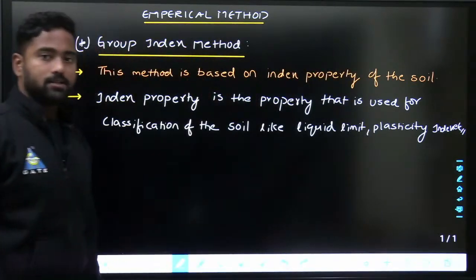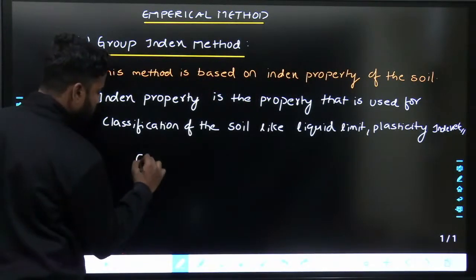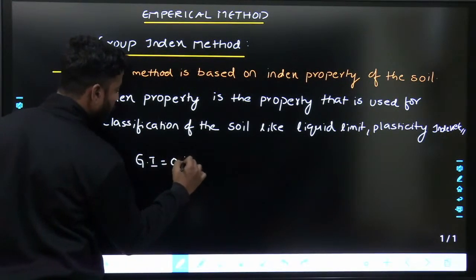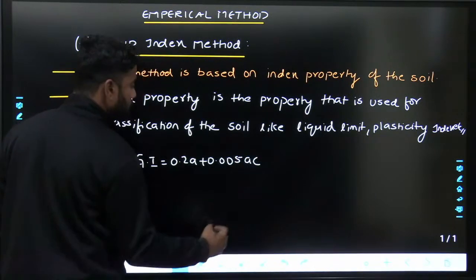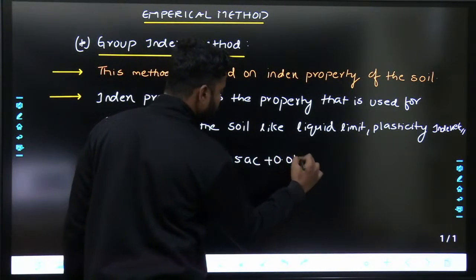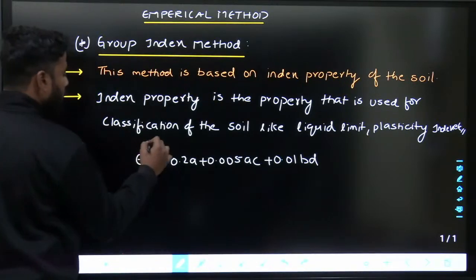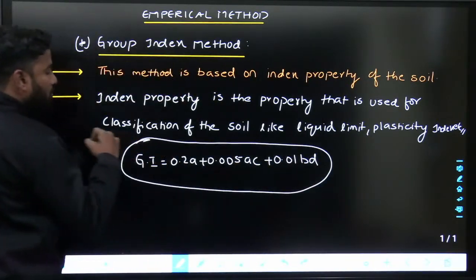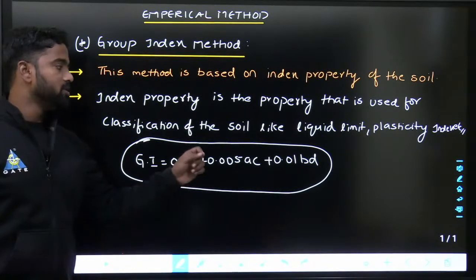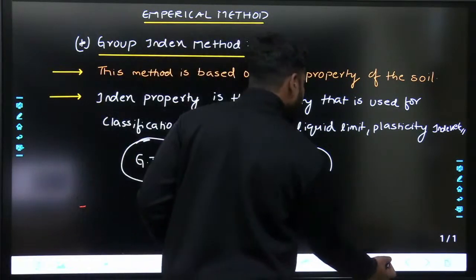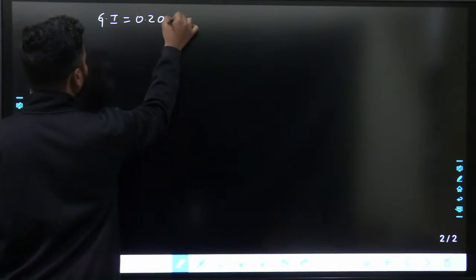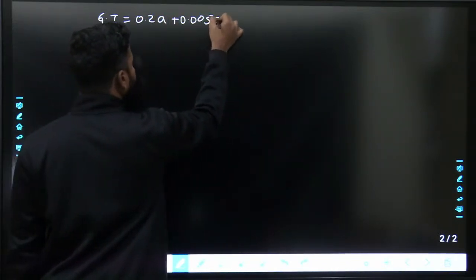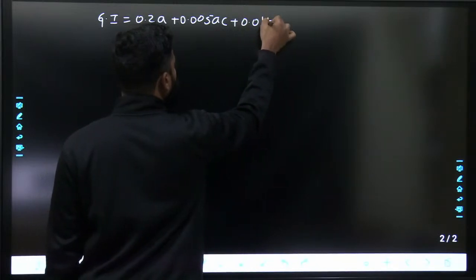So as per IRC, group index is generally given as 0.2A + 0.005AC + 0.01BD. This is group index. What is A, B, C, D? One second, I'll write here. Group index = 0.2A + 0.005AC + 0.01BD.